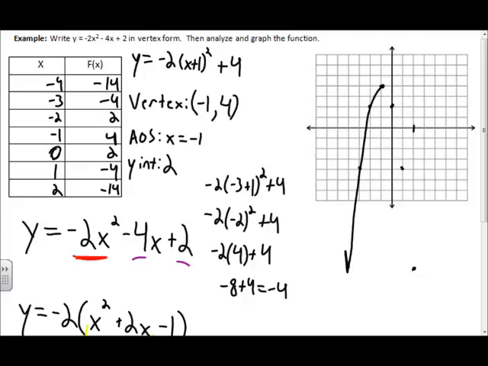So this is what our parabola is going to be looking like. Our axis of symmetry is that x is negative 1, and our y-intercept is over here at 2 still. So that's how we would analyze and graph that function after changing it into vertex form.